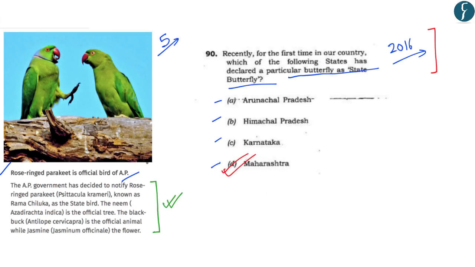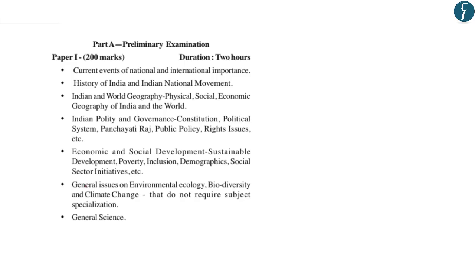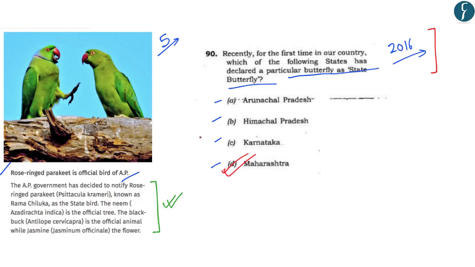In this respect, this rose-ringed parakeet bird becomes very important with respect to Andhra Pradesh. As in your prelims examination, it can be covered under general issues on environmental ecology, biodiversity, and climate change. So this small news on rose-ringed parakeet becomes actually important from a prelims point of view. With this, let's move on to the next news.